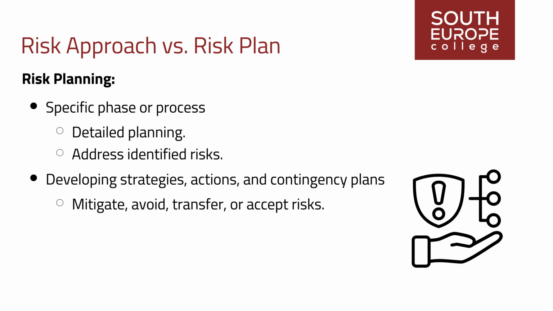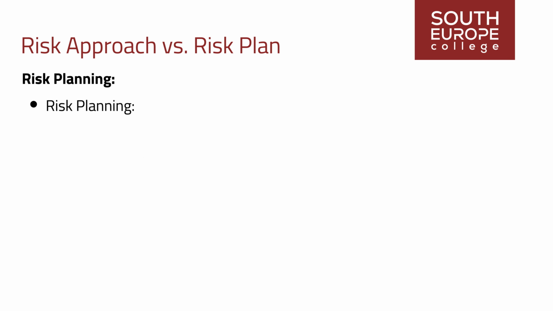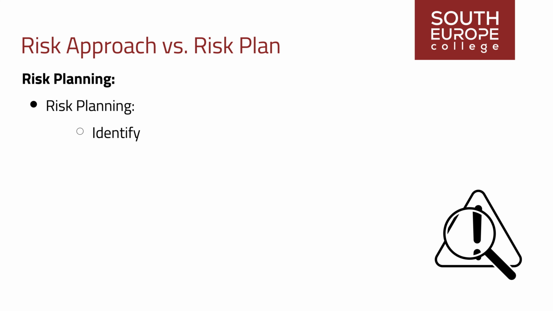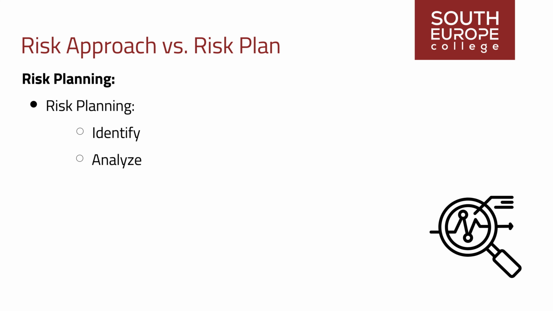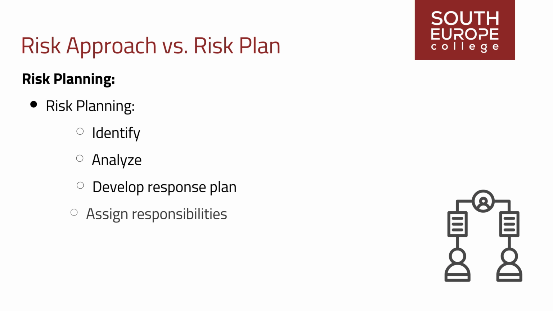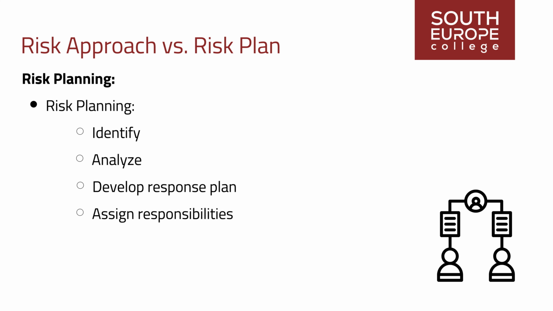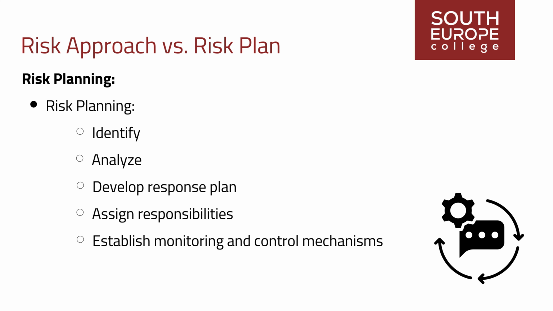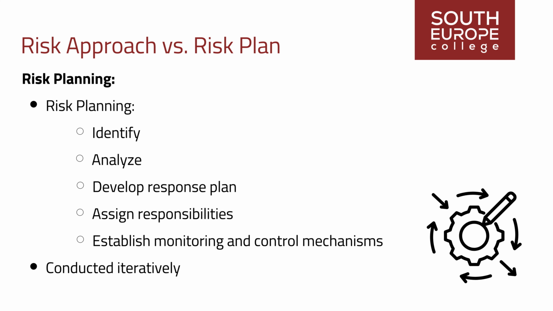identified through risk analysis. Risk planning typically involves identifying specific risks that may affect the project's objectives, analyzing the potential impact and likelihood of each risk, developing risk response plans, which may include risk avoidance, mitigation, transfer, or acceptance strategies, assigning responsibilities for implementing risk response plans, establishing monitoring and control mechanisms to track identified risks and the effectiveness of risk response strategies. Risk planning is often conducted iteratively throughout the project lifecycle as new risks emerge or existing risks evolve.